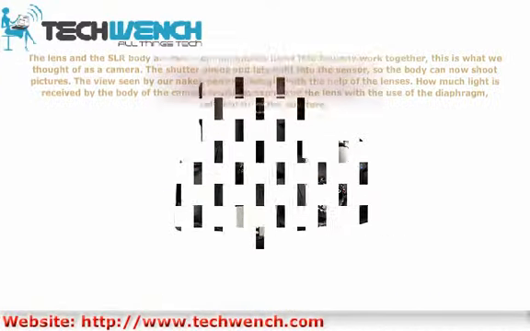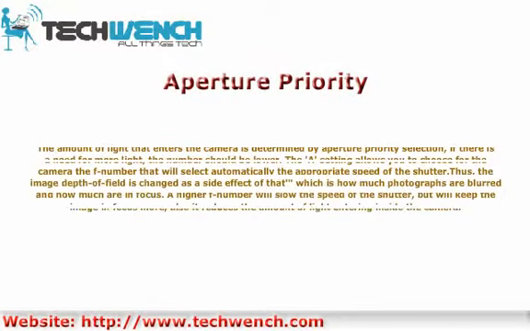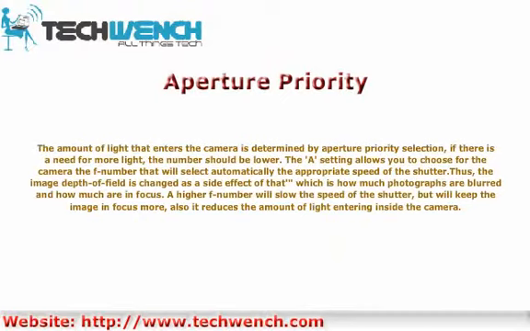Aperture priority. The amount of light that enters the camera is determined by aperture priority selection. If there is a need for more light, the number should be lower. This setting allows you to choose for the camera the f number that will select automatically the appropriate speed of the shutter. Thus, the image depth of field is changed as a side effect of that, which is how much of the photograph is blurred and how much is in focus. A higher f number will slow the speed of the shutter, but will keep the image in focus more. Also, it reduces the amount of light entering inside the camera.